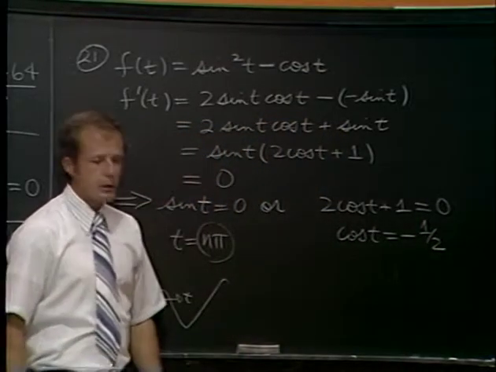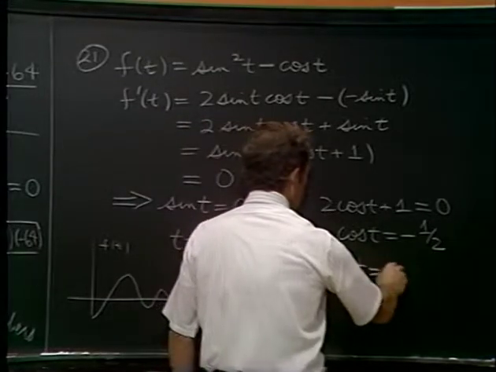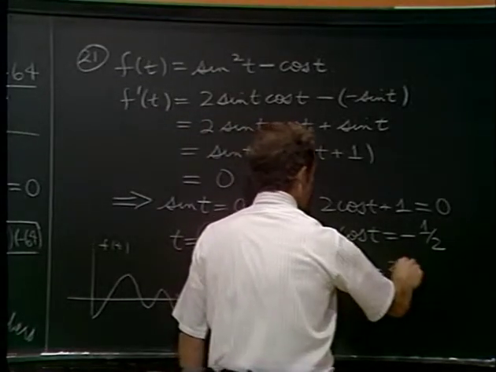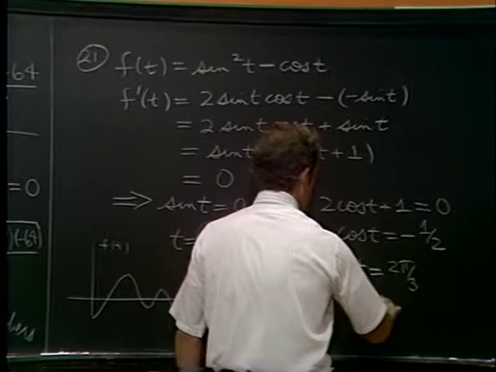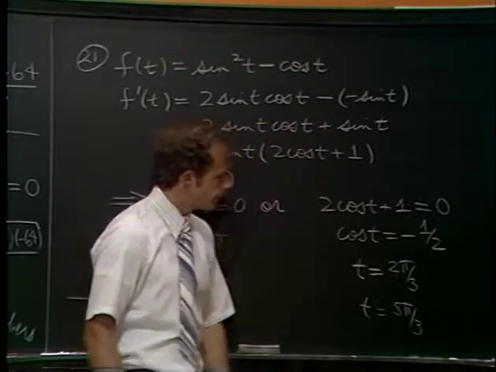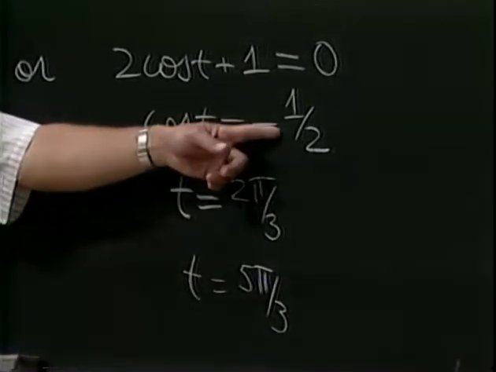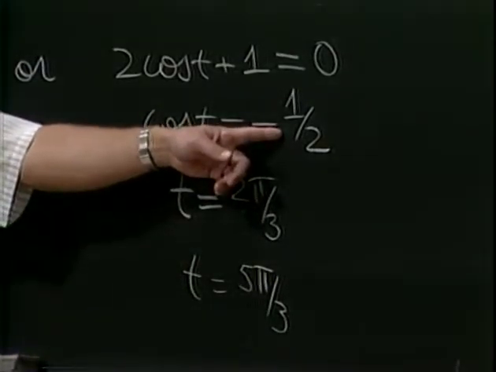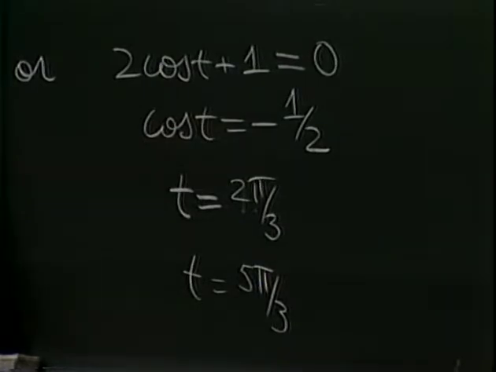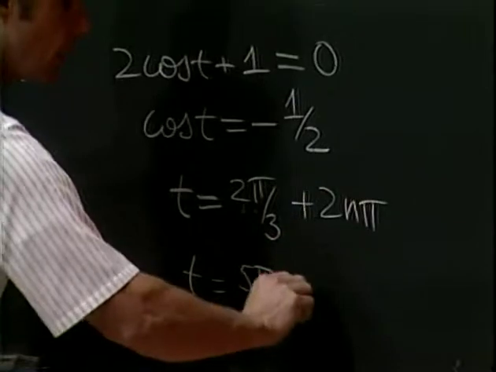Okay, that suggests two basic angles. t is, I think, 2 pi over 3, or t equals 5 pi over 3, if I've done my mental arithmetic properly. Those are the second and third quadrant angles that give you a negative 1/2 for the cosine. But we can also allow any even multiple of pi to be added on.